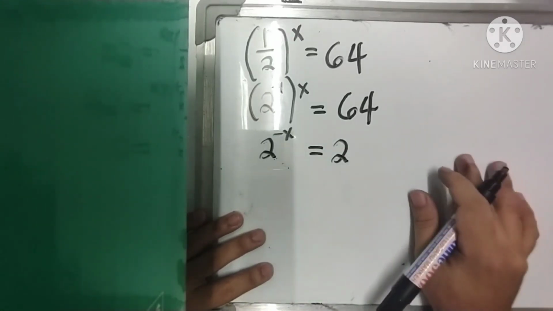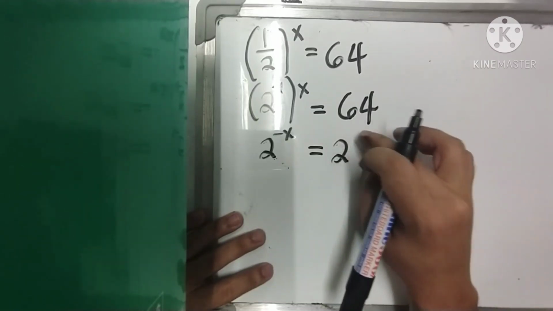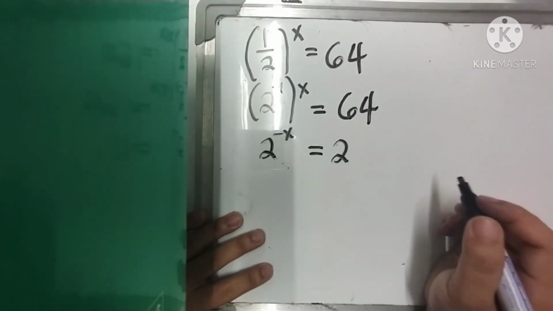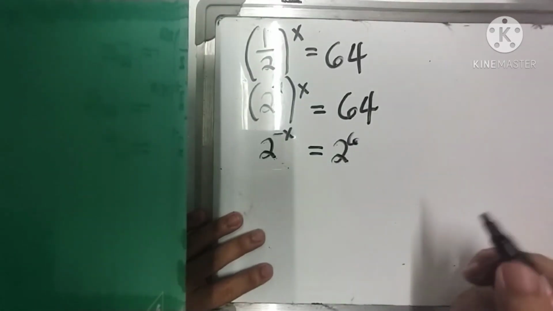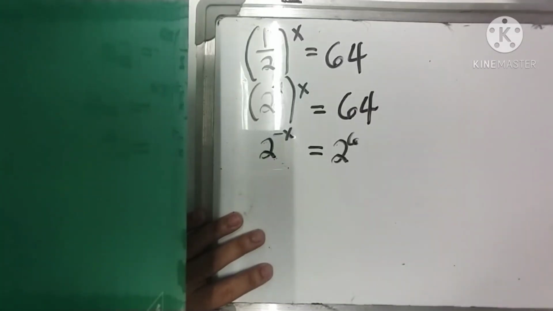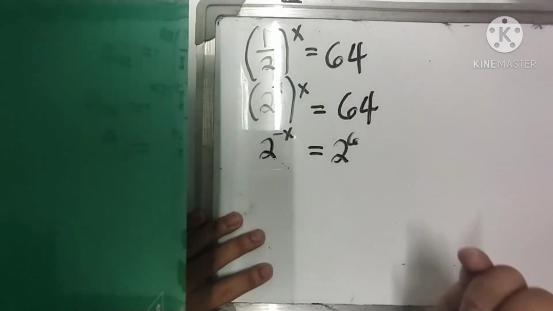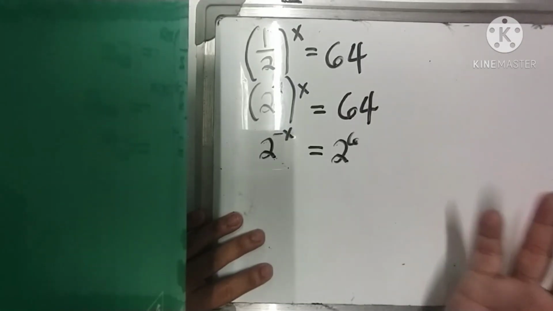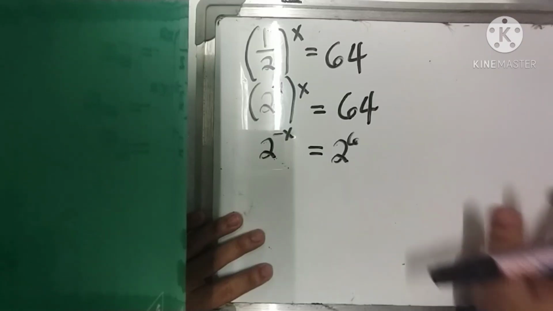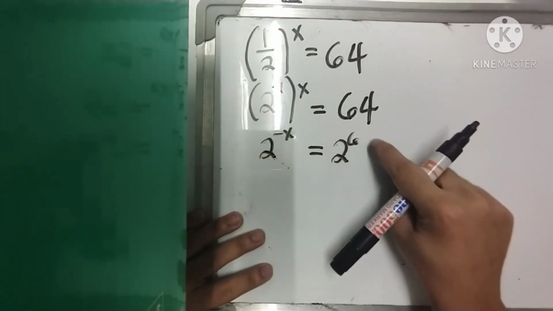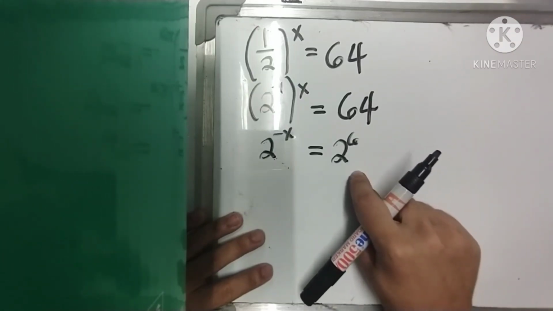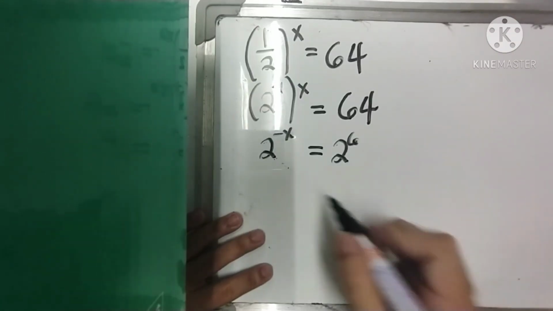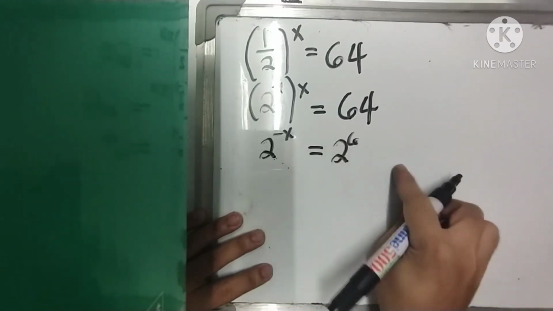Okay. Next to this one, we look for a number that if we raise 2 to it, will become 64. In that case, our exponent will be 6. 2 to the power of 6. Now, what is 2 to the power of 6? 2 times 2, that is 4, times 2, that is 8, times 2, that is 16, times 2, that is 32, times 2, that is 64. Meaning to say, the exponent indicates how many times we are going to multiply 2 by itself. So, therefore, they now have the same base.